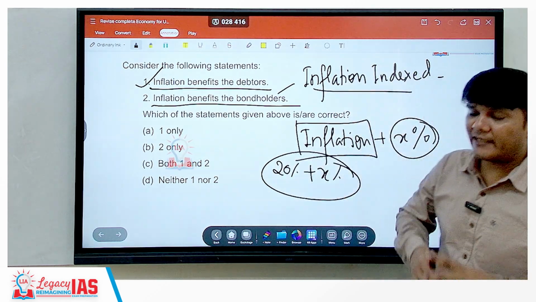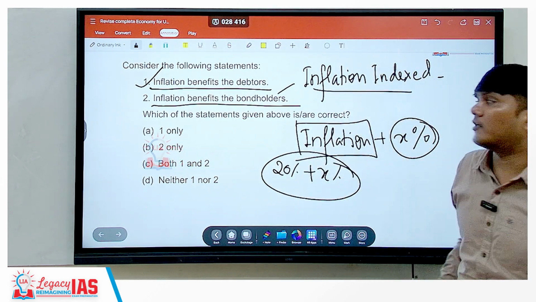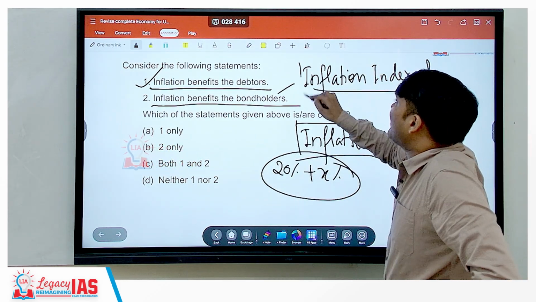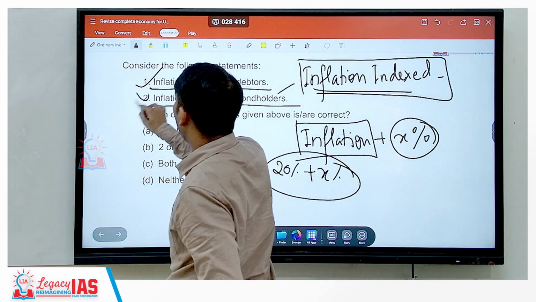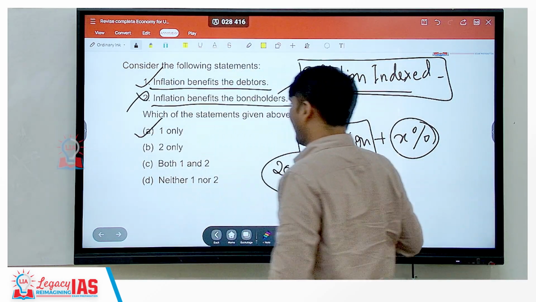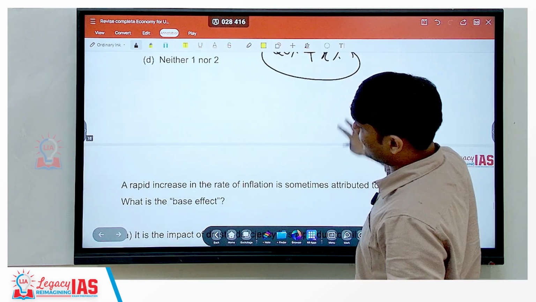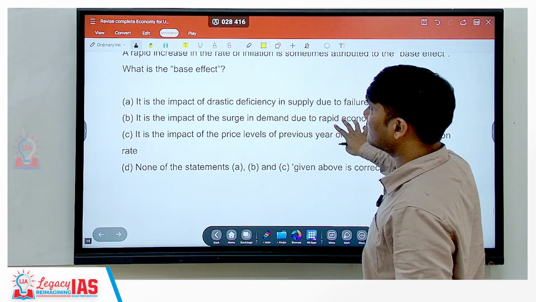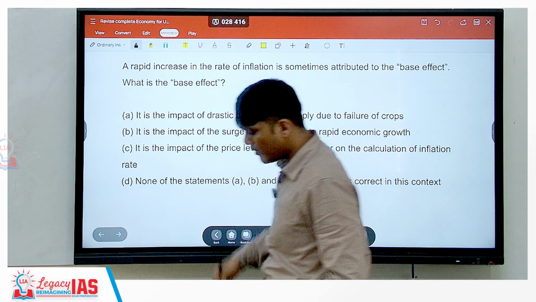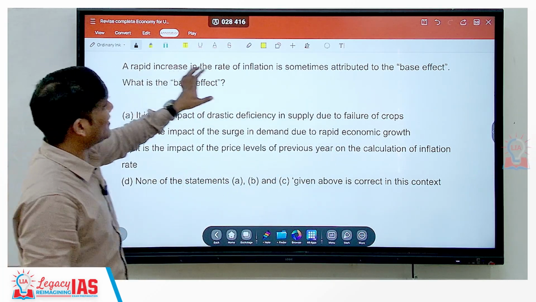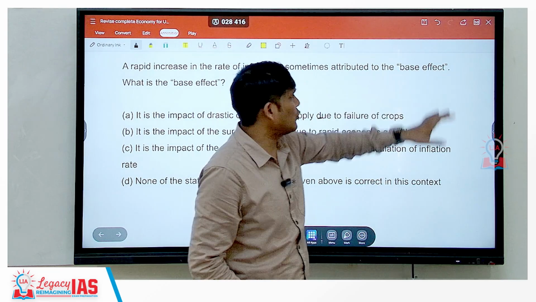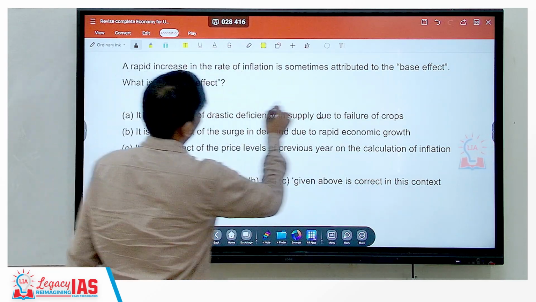But will it benefit all the general bondholders, the bondholders which are not having inflation indexed bonds? No, it will not. Hence statement 2 is wrong. Hence only 1 is the right answer. Next question. The next question says that a rapid increase in the rate of inflation is sometimes attributed to the base effect.